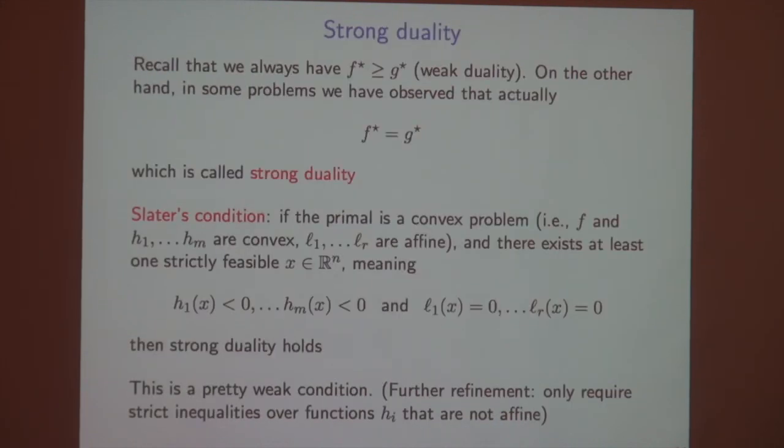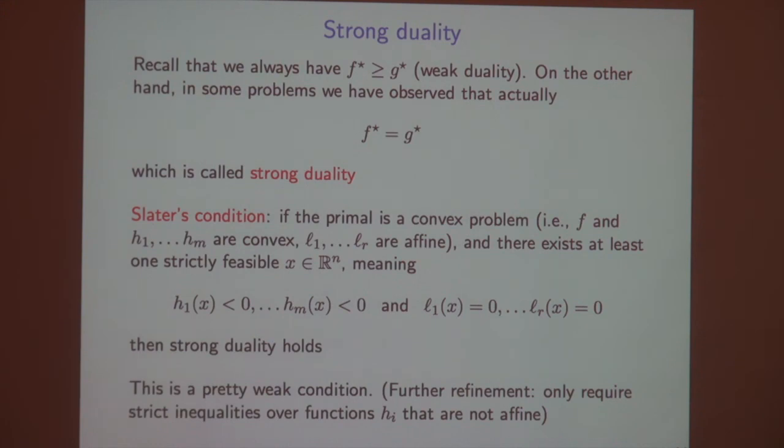So let's get back to this concept of when there is a gap and when there's not. It seems like that's been a question we've had in our minds for a while now, the last couple of lectures. We always have weak duality, but in convex problems we have observed in many instances that we actually have strong duality. So F star and G star are equal. And there's a very general condition under which that's true, and it's called Slater's condition.